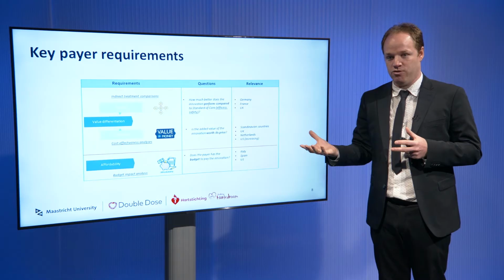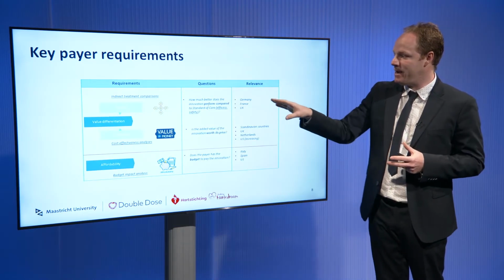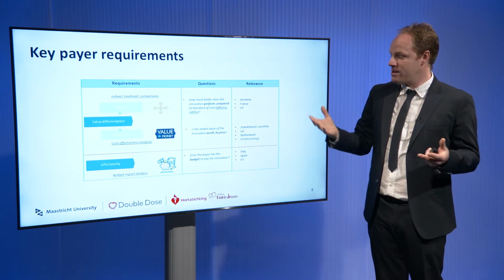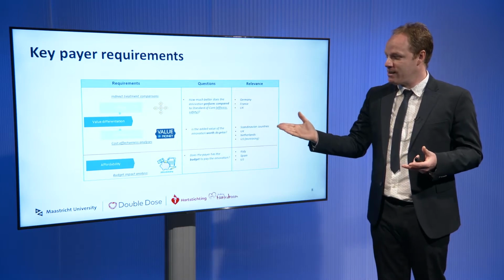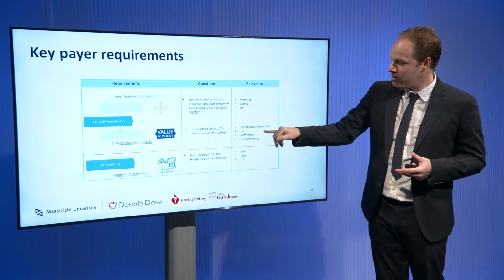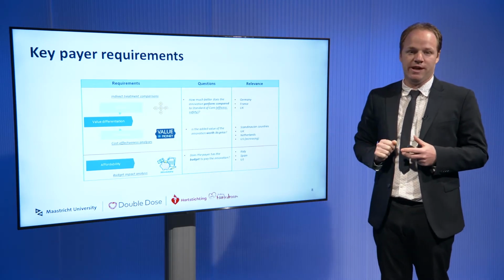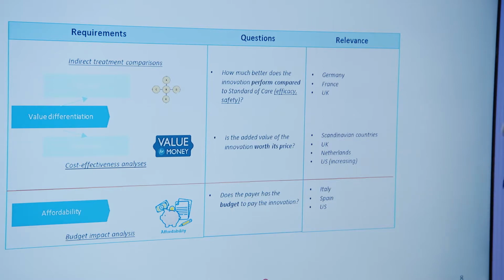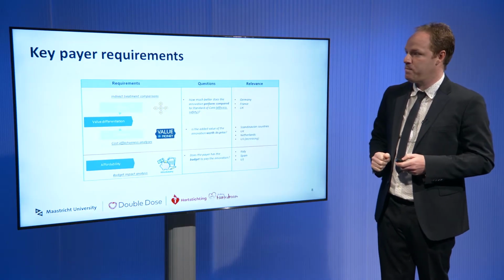differ between countries. For example, the clinical dimension is mainly important in countries like Germany, France, or the UK. Economic considerations are really important in Scandinavian countries, in the UK, and are also becoming more and more important in the Netherlands. And countries like Italy and Spain, in the south of Europe, also put more importance on the affordability of the health technologies.